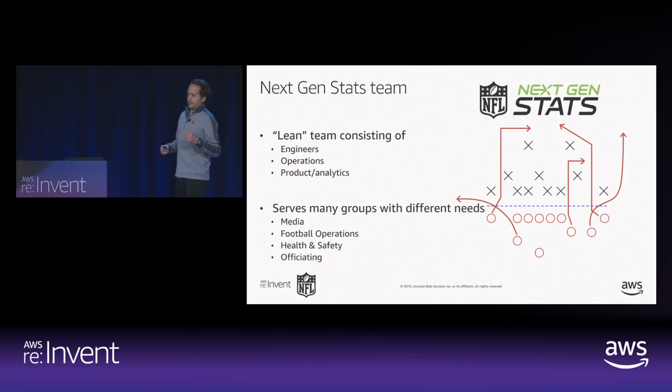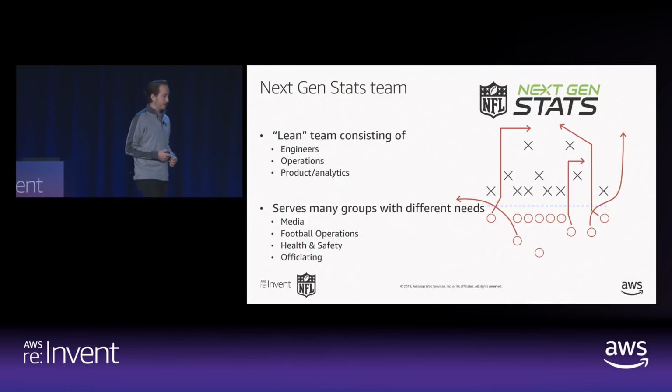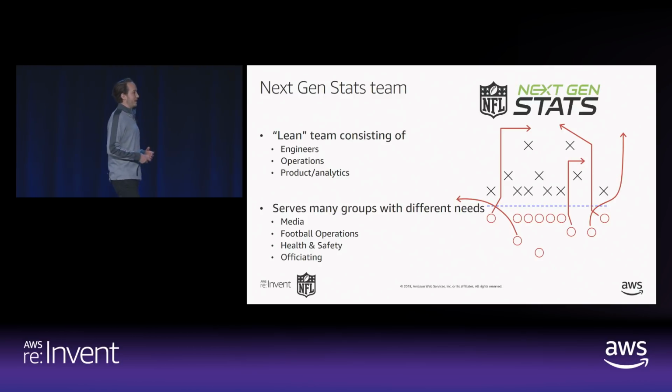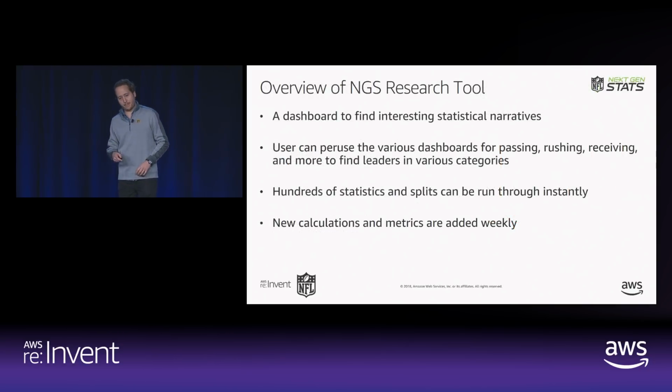Officiating, we talked about the ball and the players being tracked. We're also tracking the officials and the referees. So we can use that to evaluate the performance of the officials as well. So this is all to say we have a lot of things on our plate. And you'll see why we needed QuickSight to help us out.